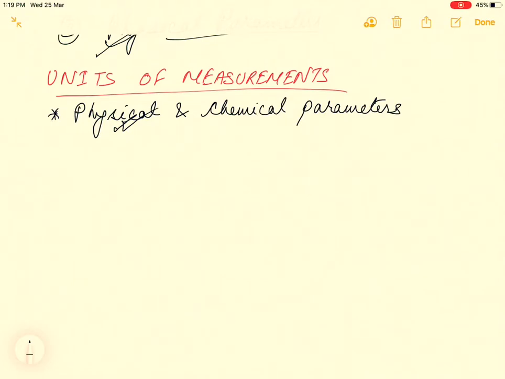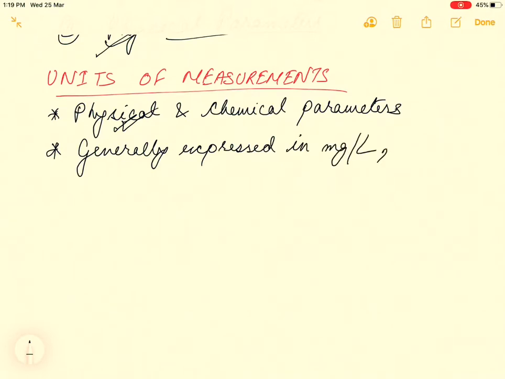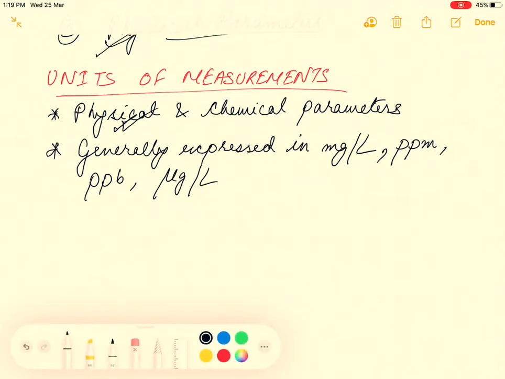Most of the physical and chemical parameters are generally expressed in mg per liter, parts per million (ppm), parts per billion (ppb), and microgram per liter. So in these four units the chemical and physical parameters are generally measured.